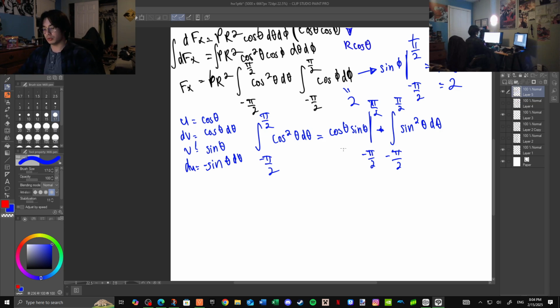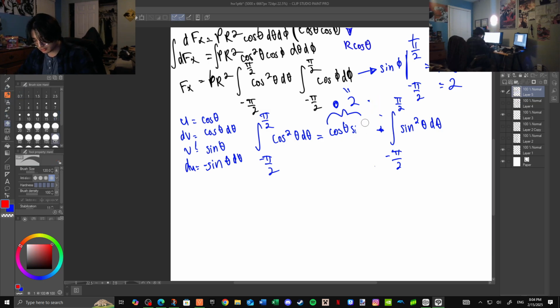Okay. So looking at this, plugging in either pi over 2 or negative pi over 2 into cosine would just give you 0, and then multiplying that by sine theta still gives you 0. So for both parts, you would just get 0 minus 0. So this entire part is 0, so we can basically just erase that part to create less confusion. So now we're just left with the integral of sine squared theta d theta.